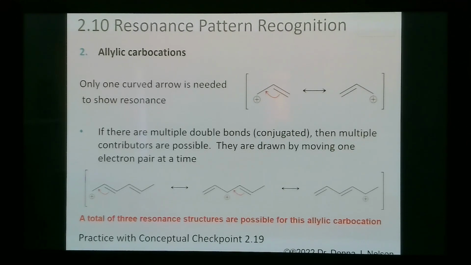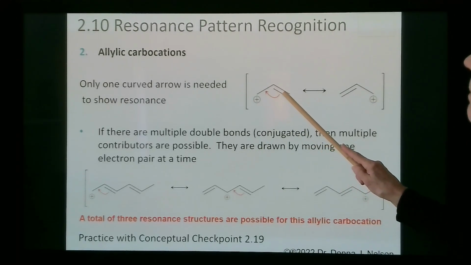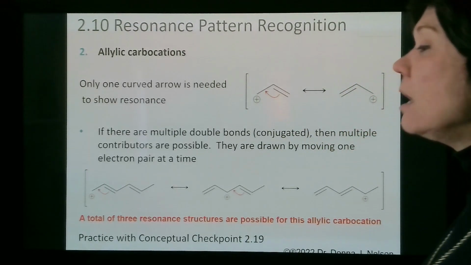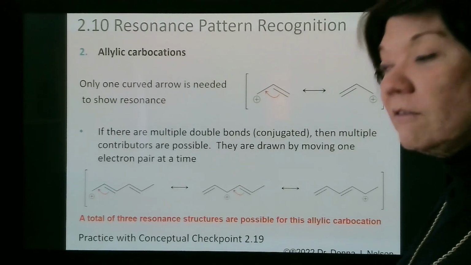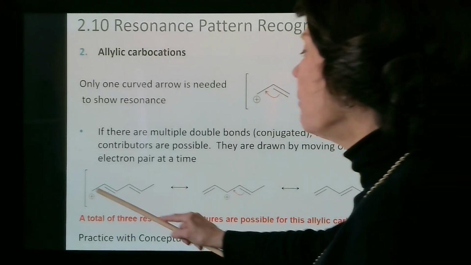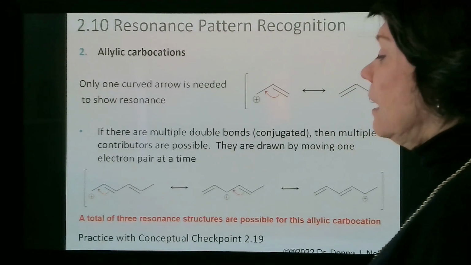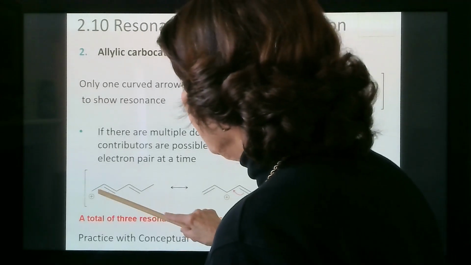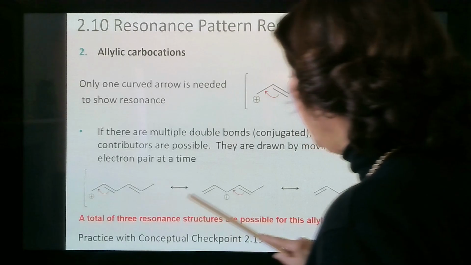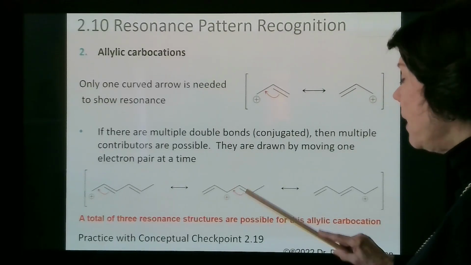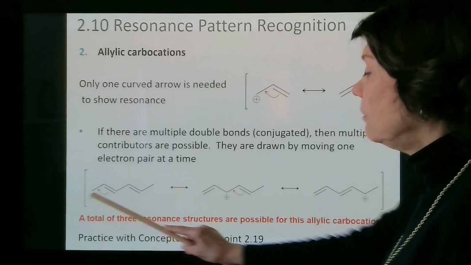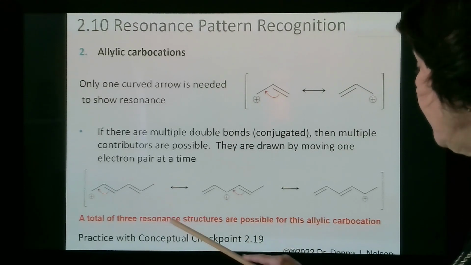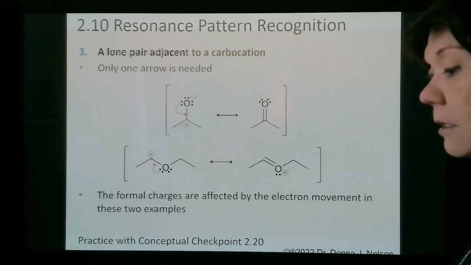Allylic carbocations. In allylic carbocations, you only have one pair of electrons involved. So only one curved arrow is needed because you're only moving one pair of electrons. If there are multiple double bonds, then an arrow will be needed for each pi bond. So here, this shows the pi bond being moved in. Now this arrow shows that pi bond being moved in. So the positive charge has moved to the other end of the molecule. Three resonance structures are possible for this allylic carbocation.